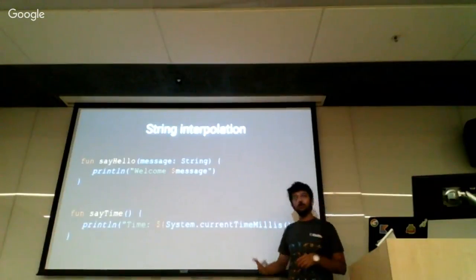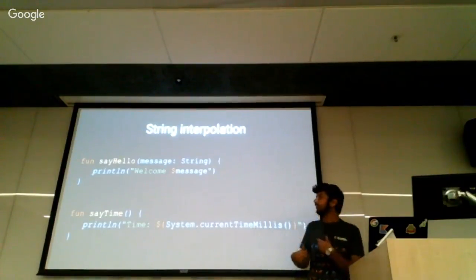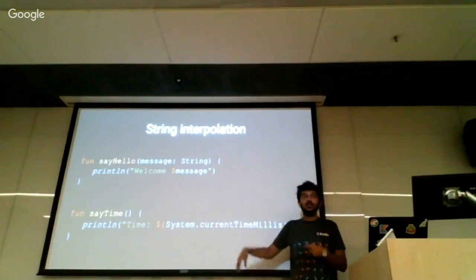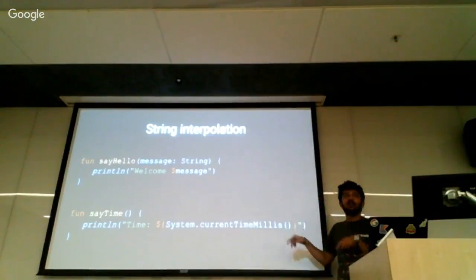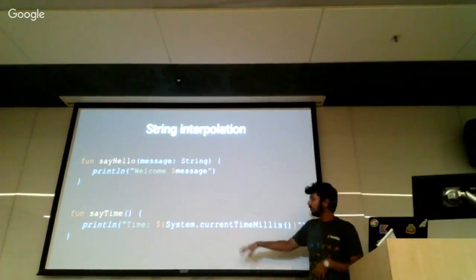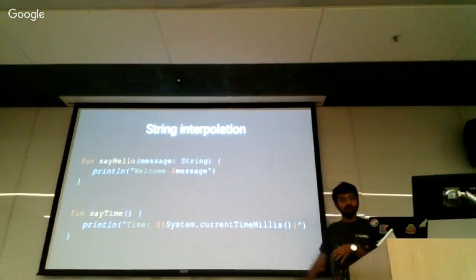Similarly, if you want to call a small function inside the string, you can use a dollar sign and then curly brackets, and inside it you can call the function. So this function will print the current time.